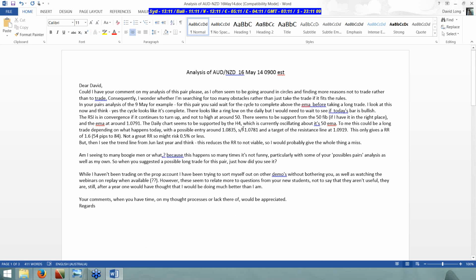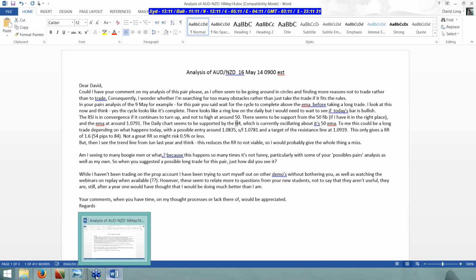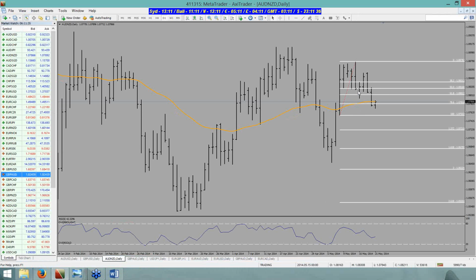The daily chart said you'll be supported by the 4 hour. I don't give a shit. The 4 hour is nothing compared to the daily. The daily is the strongest, right? Don't be looking at the 4 hour for support on the daily. Some of this could be a long trade depending on what happens today with a possible entry, right? And so it only gives a risk reward of 1.6. Okay. If you're saying this resistance at 109 is too strong, then yeah, it probably would.